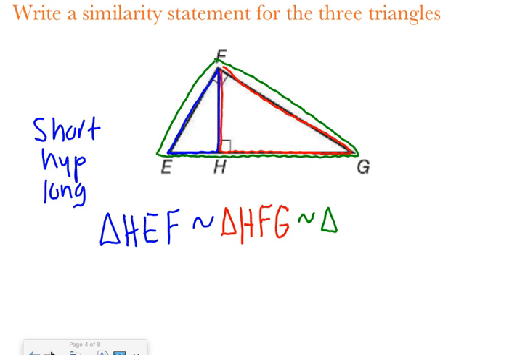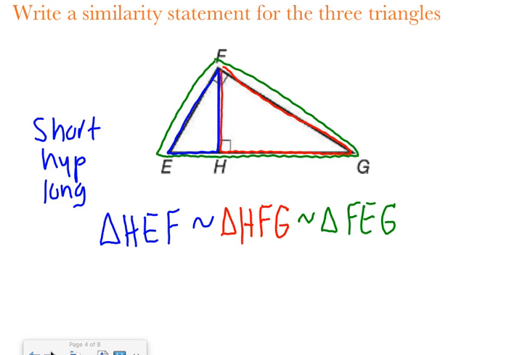Okay. Now on my green triangle, which one's my right angle? F. And now what's my short leg? EF or FG? EF. Does that kind of help? Sort of. So the order is supposed to go short, hypotenuse, long. You could go whatever order you want. That's the order I picked. But I think it's easiest if you start with your right angle and then go from there. Okay.